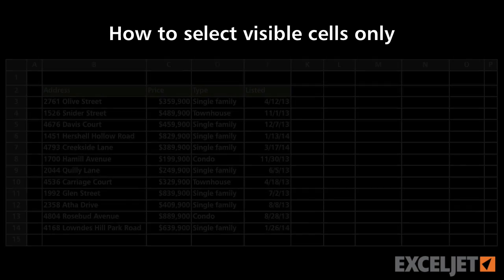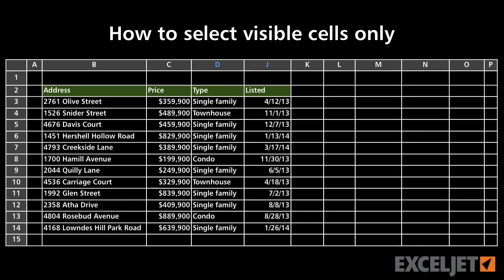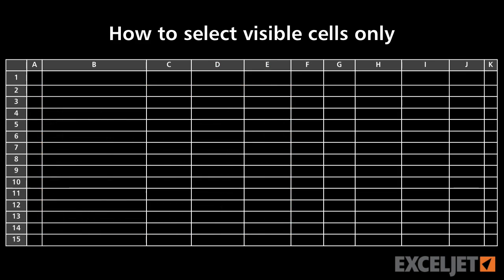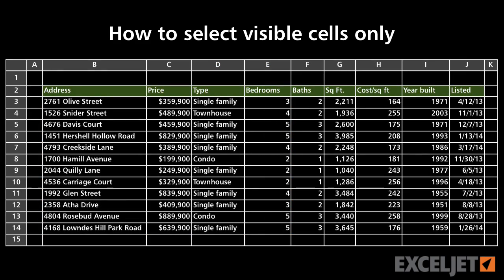By default, when you select a range of cells in Excel, hidden cells are also selected. This means that any data in hidden rows or columns is included when you copy a selection. Chances are, that's not what you want. In this video, we'll show you how to work with visible cells only.